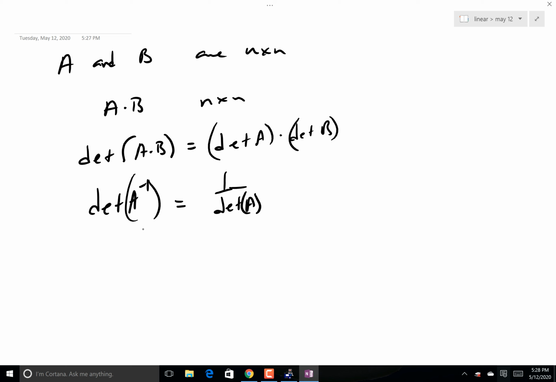The determinant of A is equal to the determinant of A transpose. Meaning you flip the rows and columns around, you're multiplying the same things, you're just doing it in a different order. Okay?